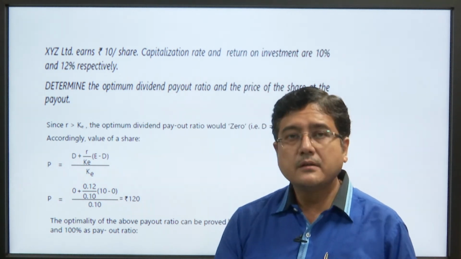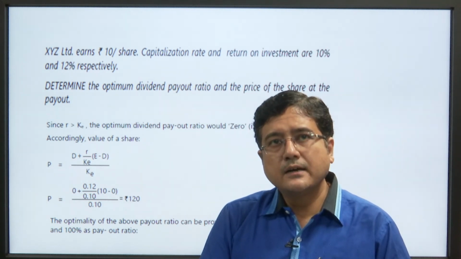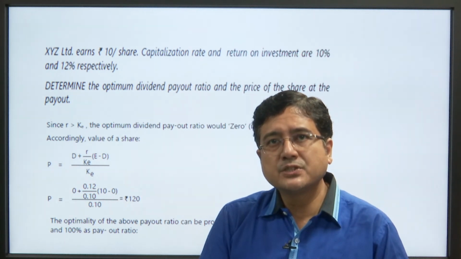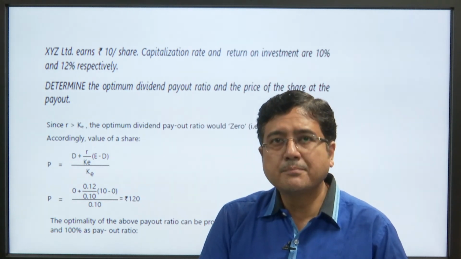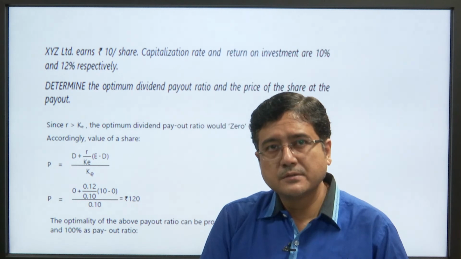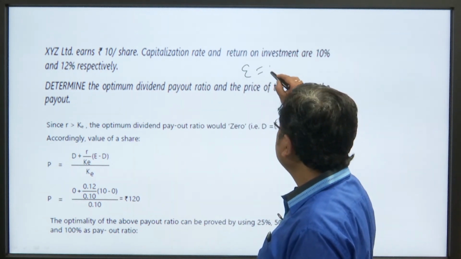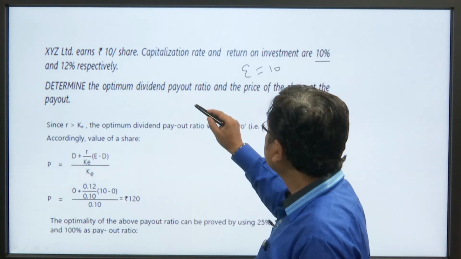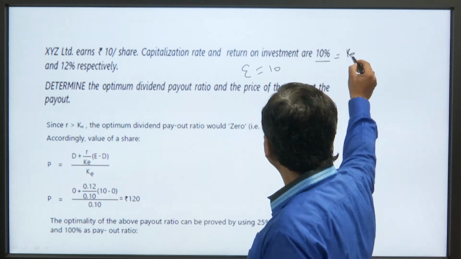This is another example. XYZ earns 10 rupees per share, with rate of capitalization 10% and 12% respectively. Determine the optimum dividend payout and the price of the share at that payout. So, what is the earning? E is 10, and this is Ke and this is R.